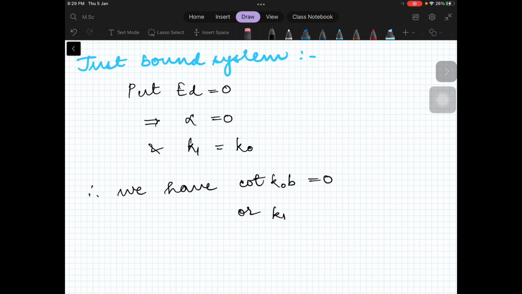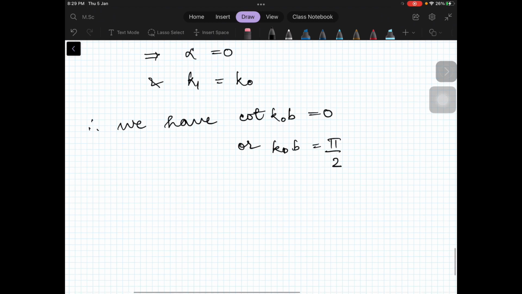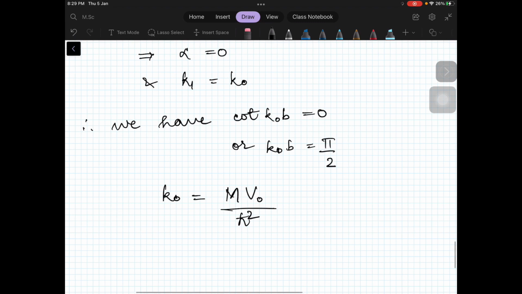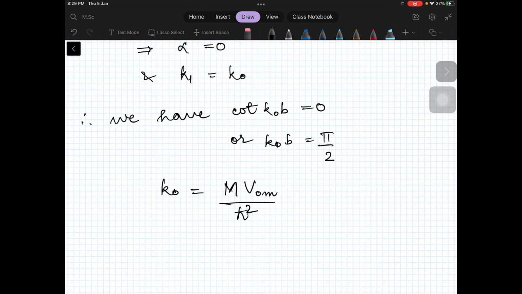Cot K0B would be equal to pi by 2. So we know that the value of K0 now becomes K0 would be M V0 over h cross square. And now since we are calculating this value for the just bound system, we will replace V0 by V0m, that is the minimum value of the potential required for the just bound system, so minimum depth of the potential.